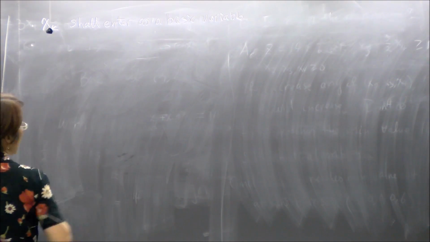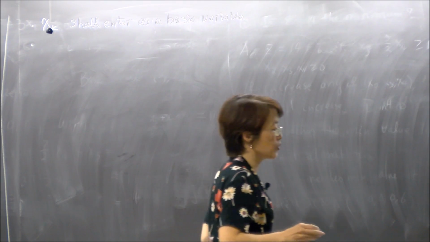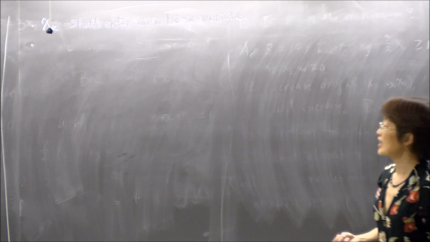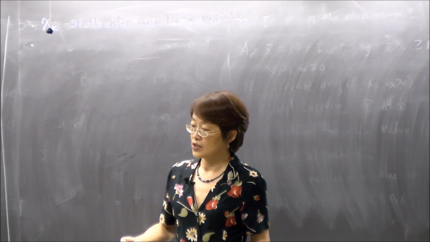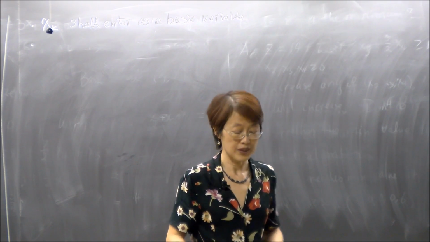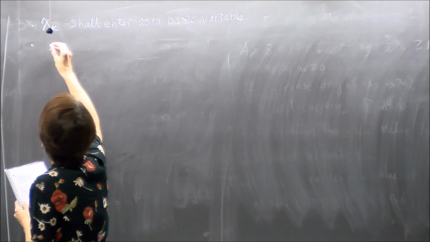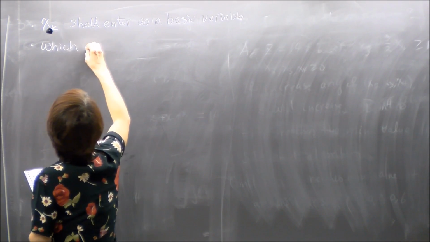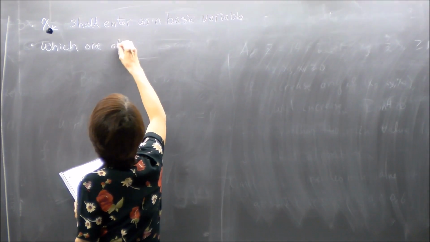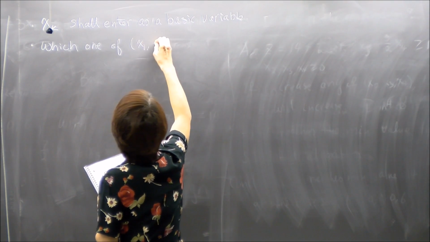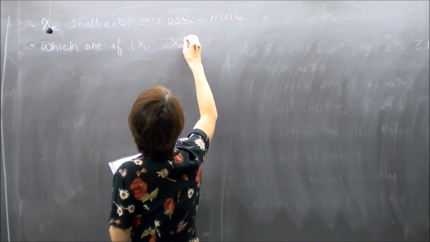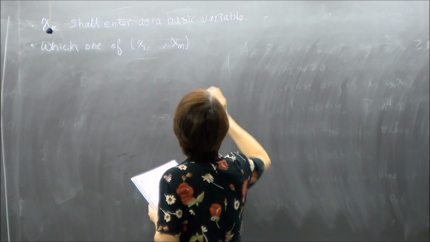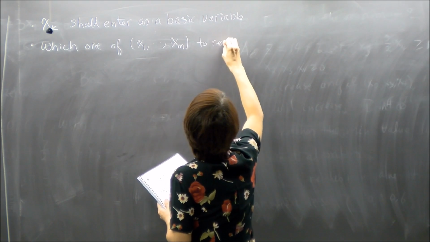And you want to replace it with one of the old basic variables. Then the big question is, which one do you replace, right? That is a harder question. So which one of all these x1 all the way to xm, that's the old basic variable set, to replace?